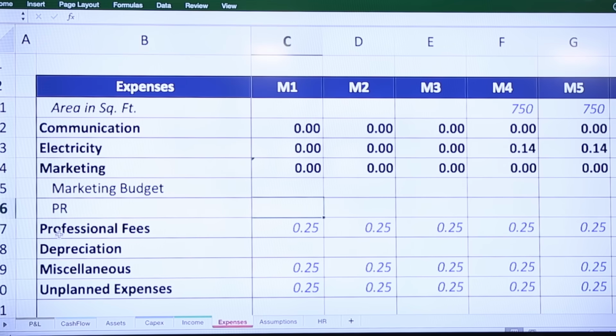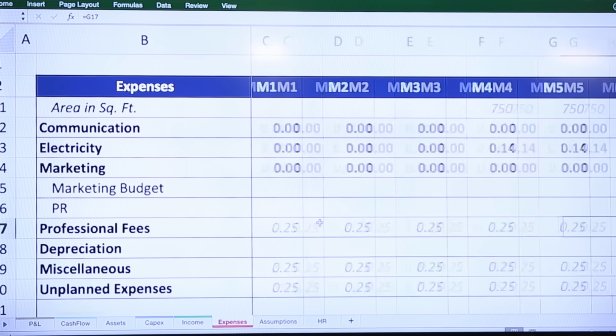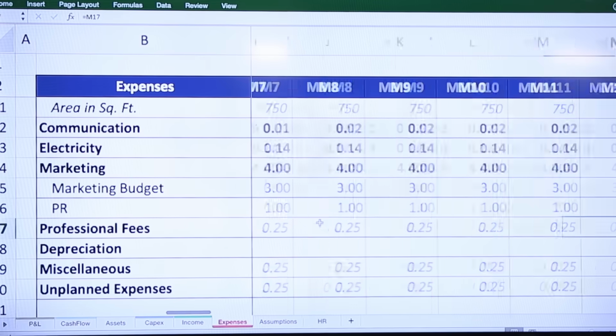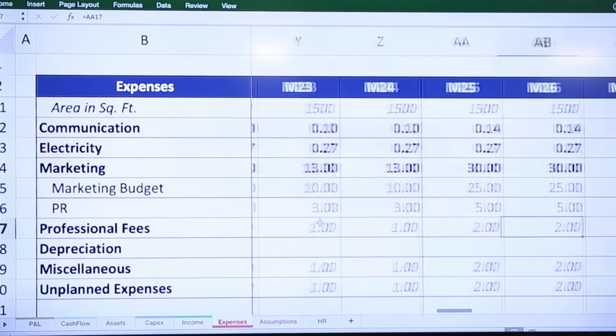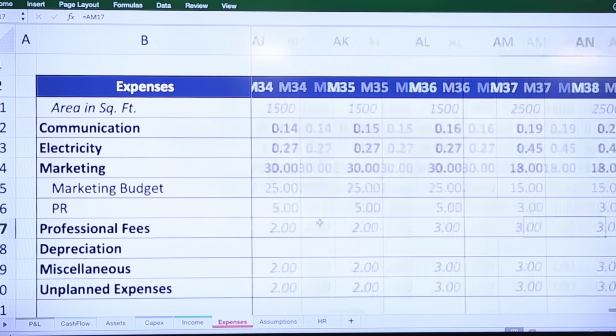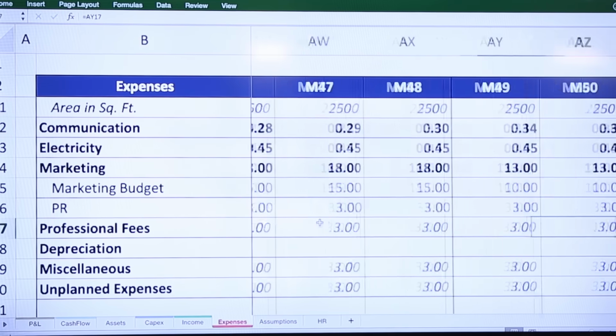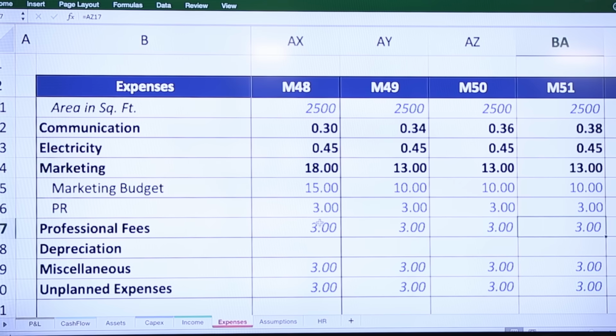Is that clear? Then professional charges. Now in every business you require some professional's help, right? You require auditors, you require CA, you may require a lawyer, whatever. Some professional help is required from outsiders, right? So I have taken 25,000 rupees per month. Then from second year onwards, 1 lakh rupees per month. Then 2 lakh rupees per month. Then 3 lakh rupees per month. It keeps on growing. As my business grows, I will require more and more.